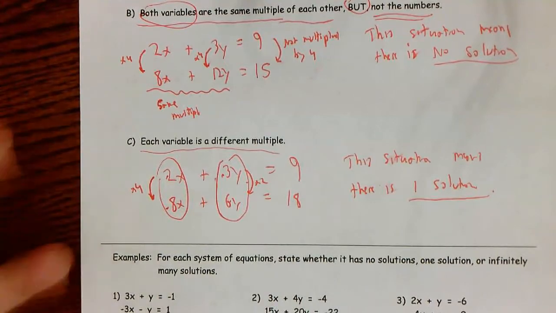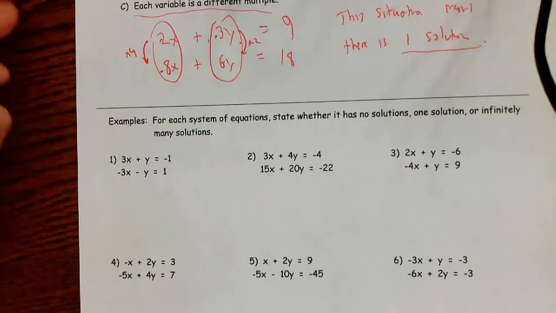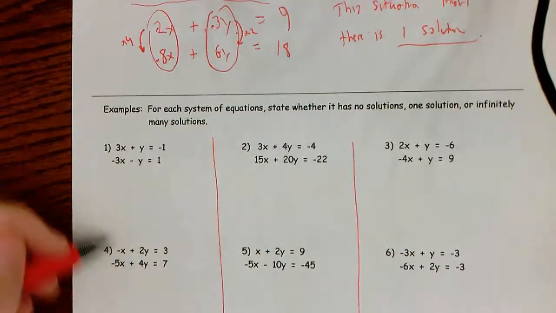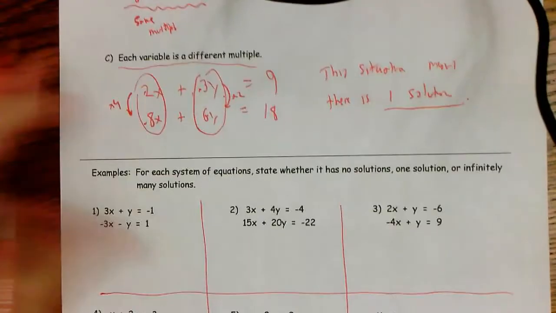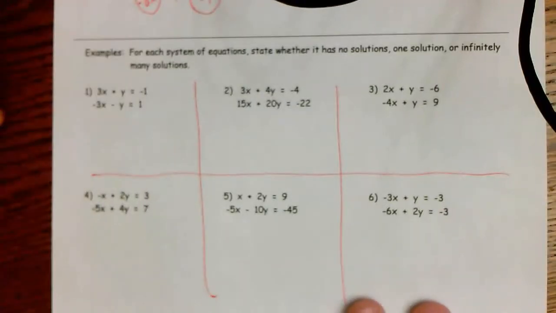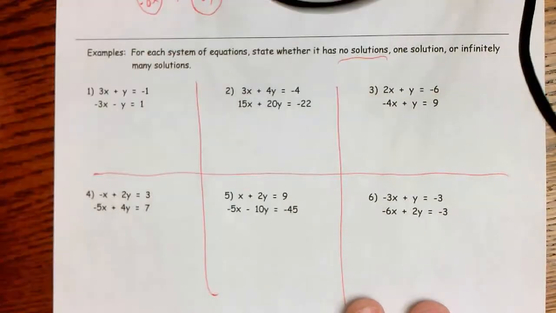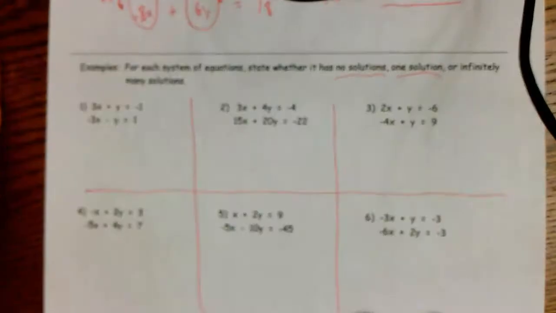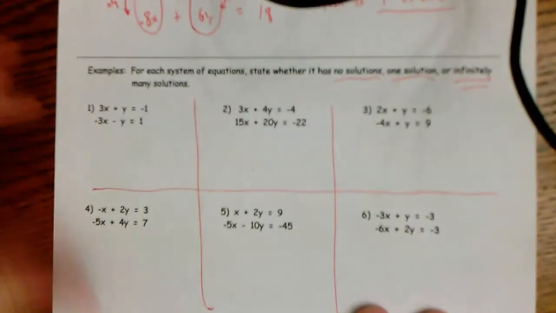All right, we're going to practice this for 2 or 3 minutes, and we're going to be done. So this is what your homework is going to look like on Delta Math. You are going to be given equations, and it's going to be multiple choice. You got to decide if there are no solutions, one solution, or infinitely many solutions.